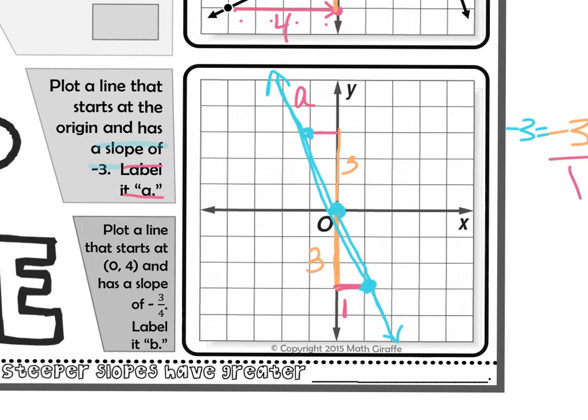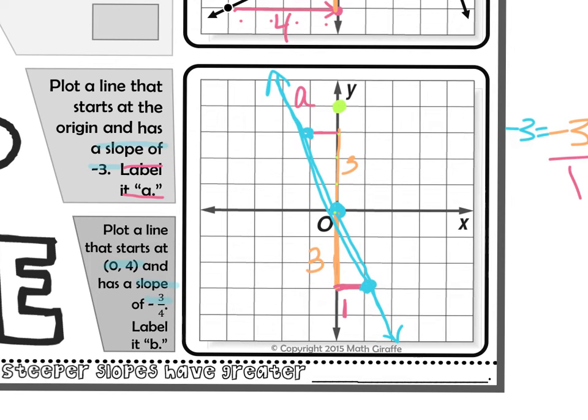Okay, so the next part is we're going to plot a line that starts at 0, 4 and has a slope of -3/4 and label it B. So I'm going to first start by finding 0, 4 on the graph, which is I'm not going anywhere and I'm going up 1, 2, 3, 4. So there's 0, 4 on the graph. And then I'm going to use my -3/4 and just do my rise over run, or my vertical and horizontal, and make a slope triangle.